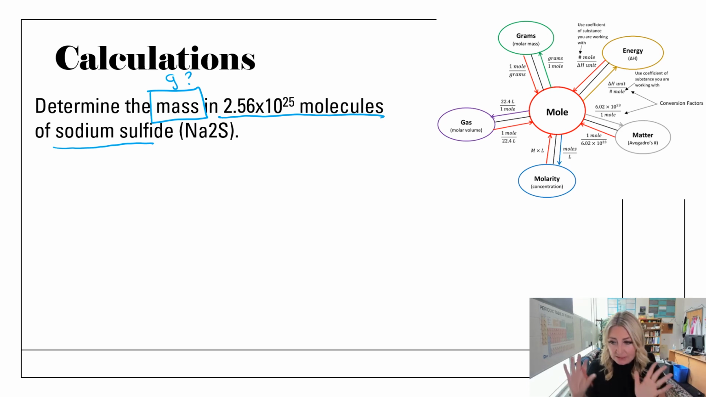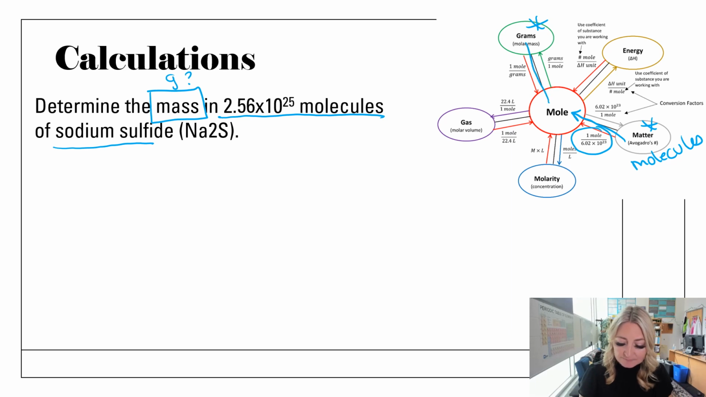Okay, let's look at our mole map and figure out where we're starting and where we're going. So we're starting with molecules. Remember, molecules is matter. Okay, so we're starting here and we are ending, they want us to find grams. Well, there is no direct unit or path from molecules to grams. I'm going to have to go through my middleman, the mole, and looking at the direction of my arrows, I'm going to use this conversion factor. And then I'm also going to use this conversion factor that's next to the green arrow.